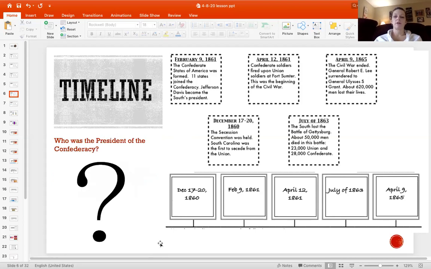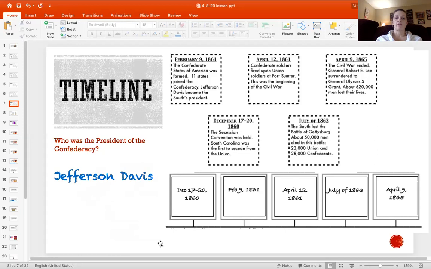Who was the president of the Confederacy? Remember, the Confederacy is what the southern states who pulled away from the rest of the United States called themselves. Okay. If you answered Jefferson Davis, you would be correct. And we find that on February 9th, 1861, when the Confederate States of America was formed, there were 11 states that pulled away from the rest of the United States, or what we call the Union, and joined the Confederacy in the South. And Jefferson Davis became the South's president.